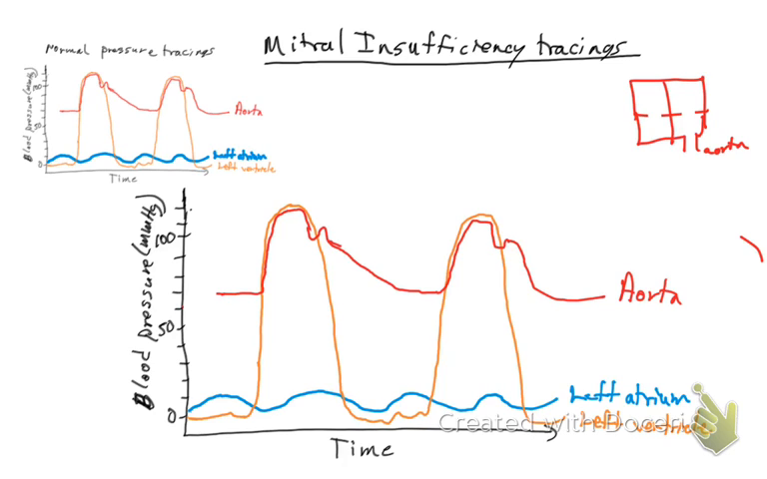Okay, so this is your, no, actually it's your right atrium, your right ventricle, your left atrium, and your left ventricle, and then you have valves there. So this is a mitral valve, and then this is the tricuspid valve.